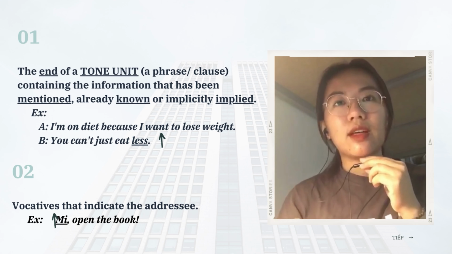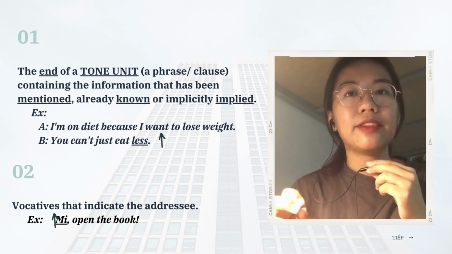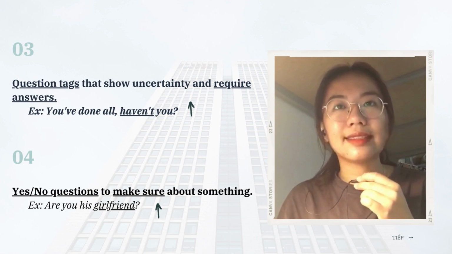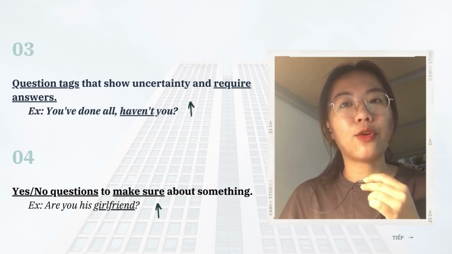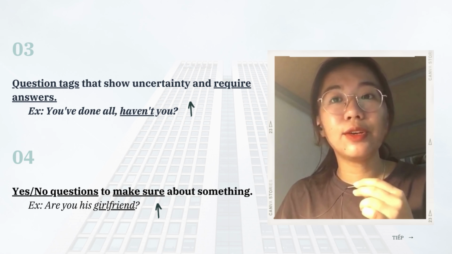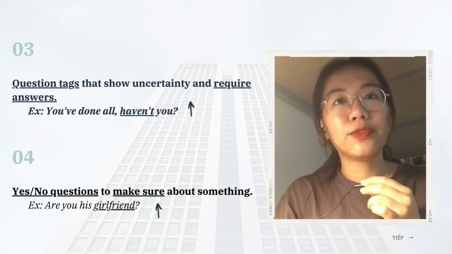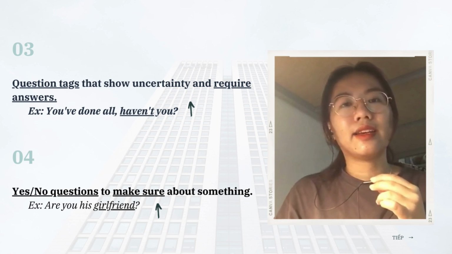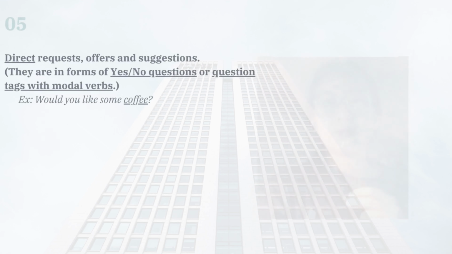Number 2. Vocatives that indicate the addressee, like, Mei, open the book. Number 3. Question tags that show uncertainty and require answers. For example, you were done with all, haven't you? And number 4. Yes/no questions to make sure about something, like are you his girlfriend?